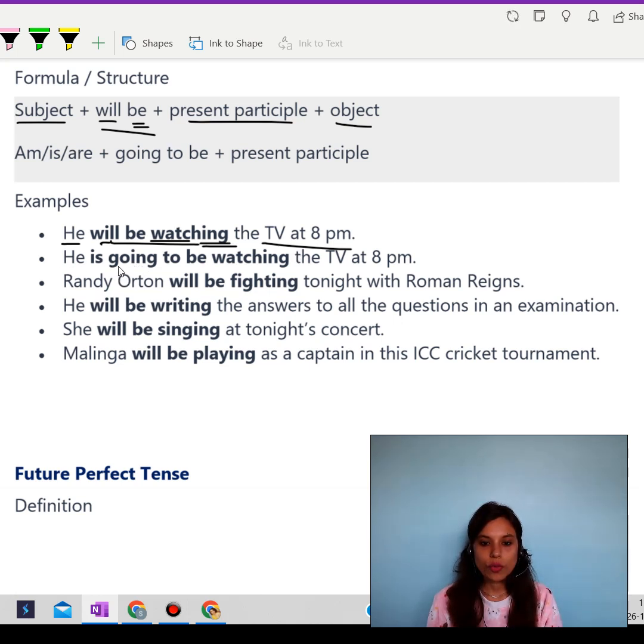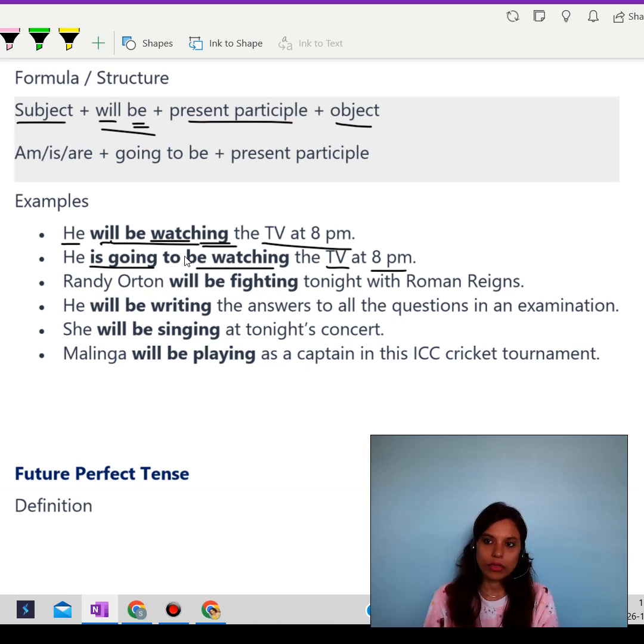Next, he is going to be watching the TV at 8 p.m. Is going to be watching. So again, is going to be will also be in future tense, because is going to be watching. Because it might happen that someone is going to watch.